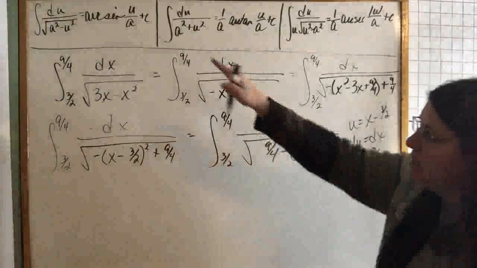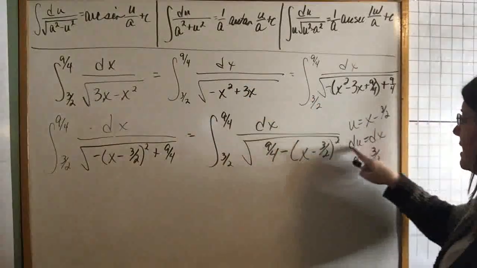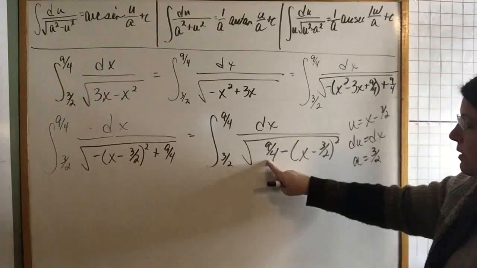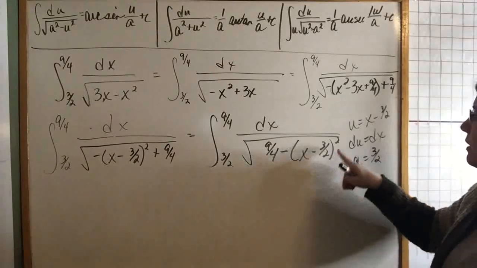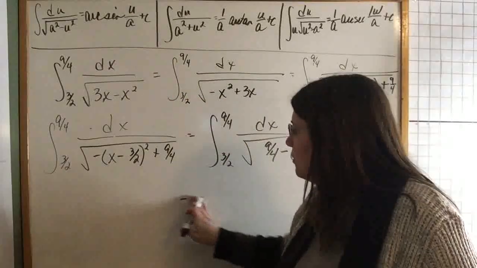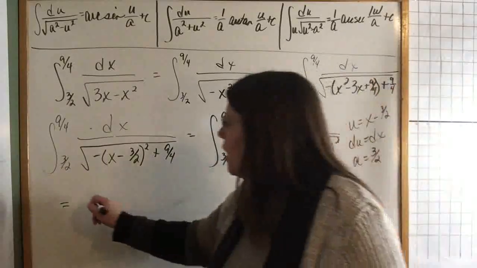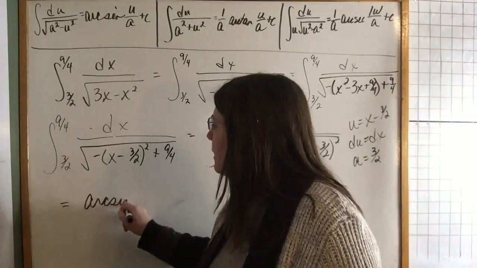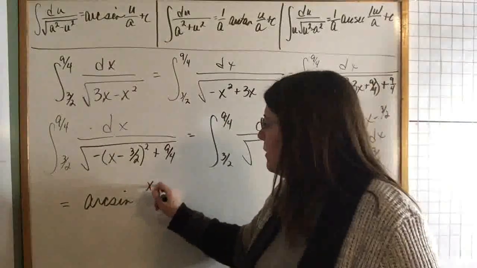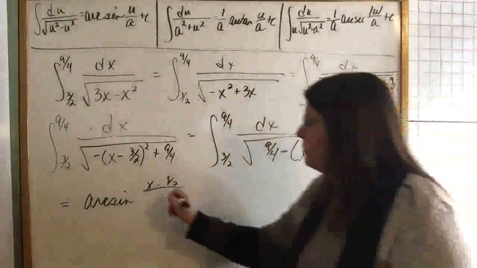So to sub in to my formula, I do have dx on top, which is the same thing as du. I have the square root of a squared minus u squared here. So I can then plug into my formula. My answer, the antiderivative, is going to be arc sine of u, which is x minus 3/2, over a, which is 3/2.